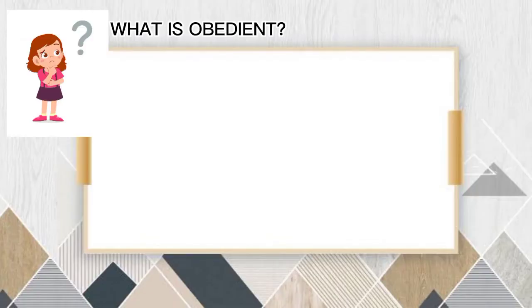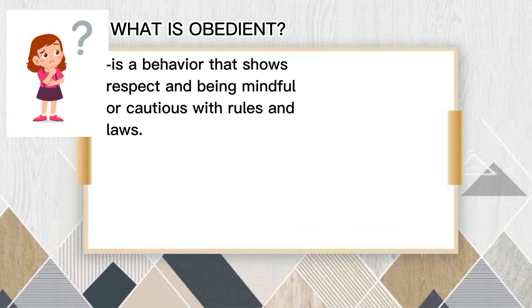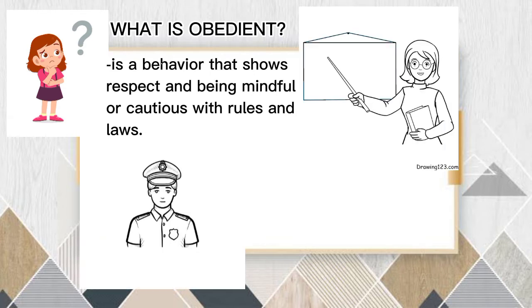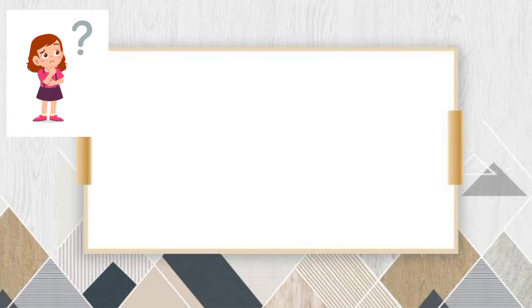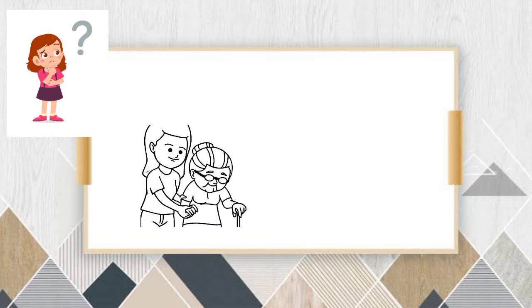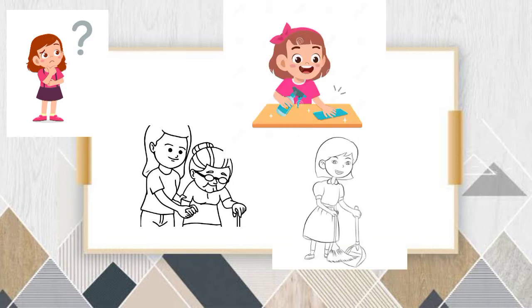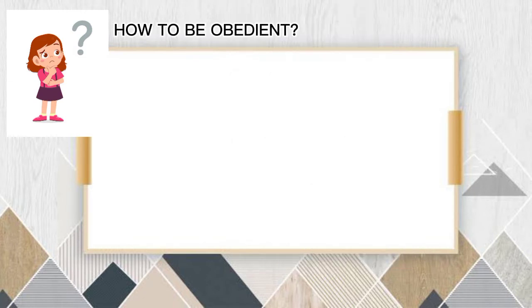What is obedience? Obedience is a behavior that shows respect and being mindful or cautious with rules and laws. It is doing what someone has told you to follow and must do. Teachers, cops, parents, and elders mostly appreciate obedience in an individual. Some examples of being obedient are showing respect to parents, doing household chores without being told, and other ways of showing obedience. How to be obedient?